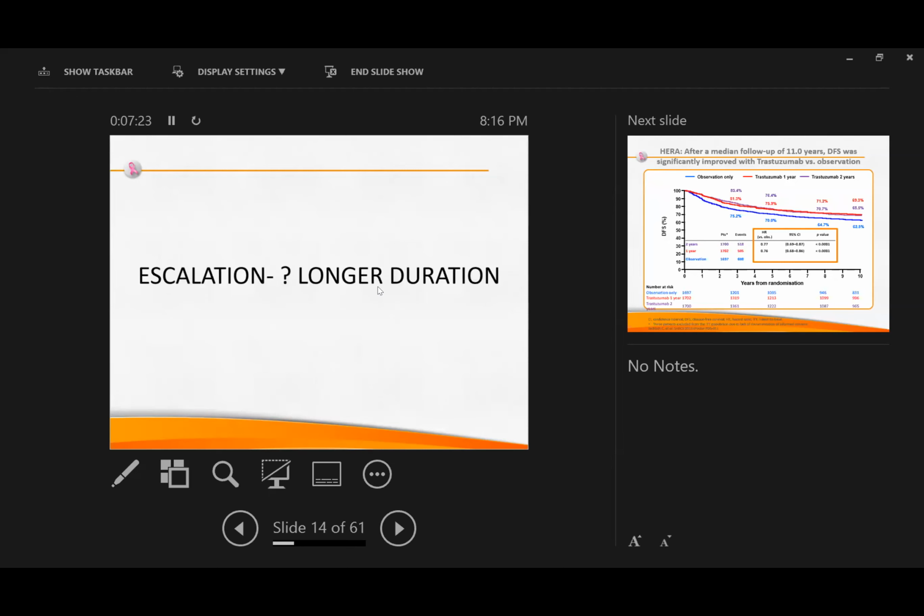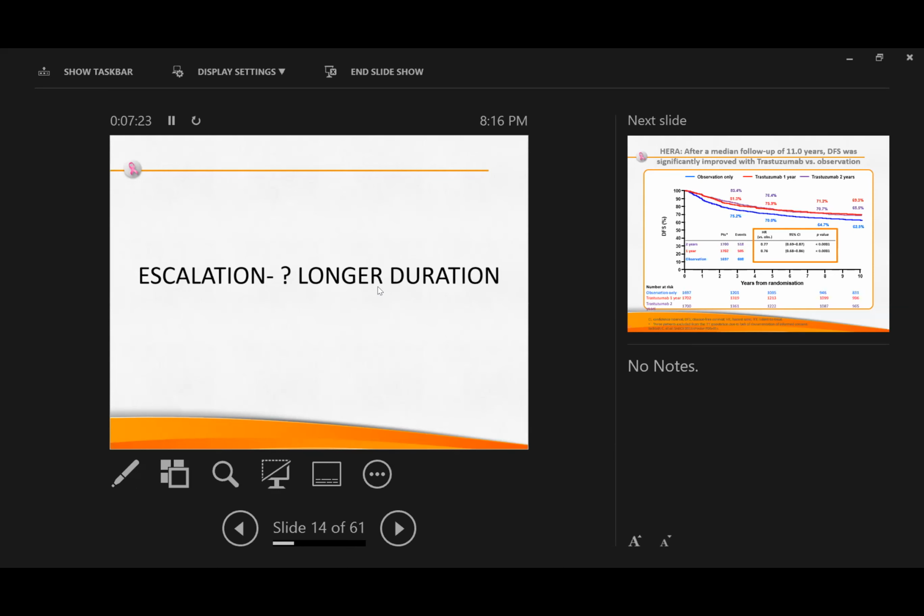Then people said, can we give longer? Would that help in terms of better survival outcomes? So that was the basis for this trial called the HERA trial, which looked at 1 year versus 2 years of trastuzumab. So this is again the invasive disease-free survival curve. And what they essentially show is that in terms of DFS and overall survival, there was no significant difference whether you used 1 year or 2 years of trastuzumab. And that is how the 1 year became a standard of care.